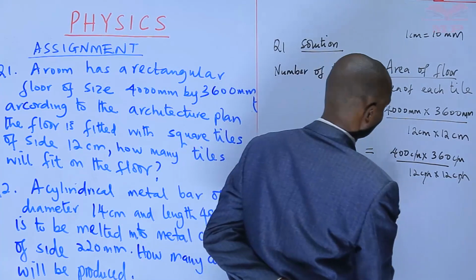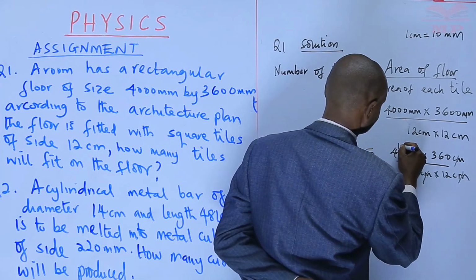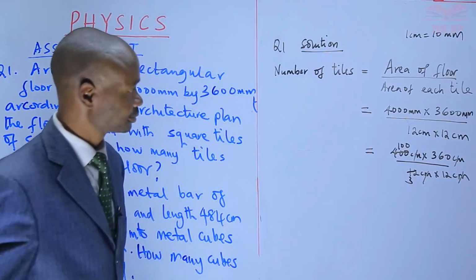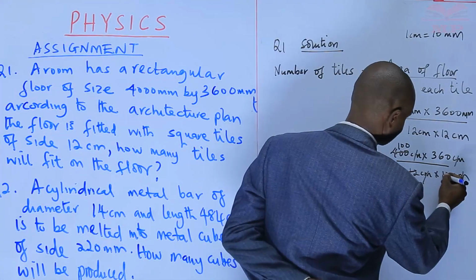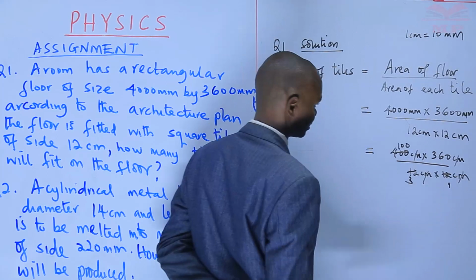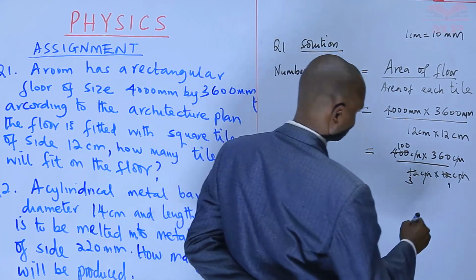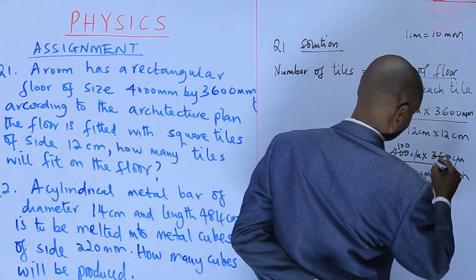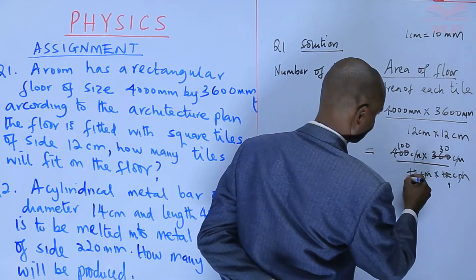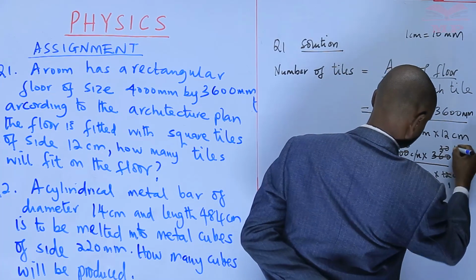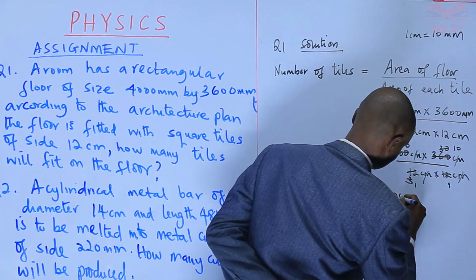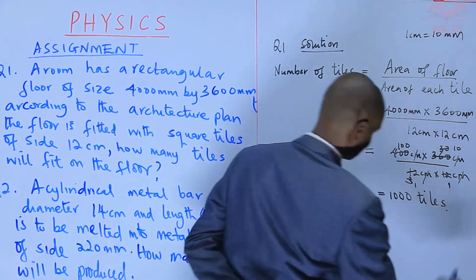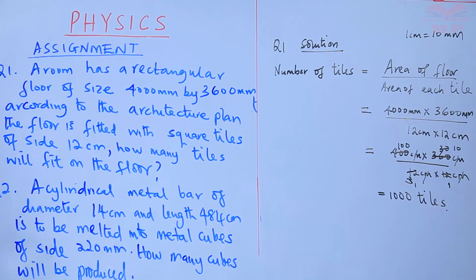So you'll go about it. 4 goes into 400, 100, 4 goes there, 3. 12 goes there, 1. And 12 goes here, 12 goes there, 30. 3 goes there, 1. 3 goes there, 10. So you end up having 1,000 tiles. That will give you the answer.